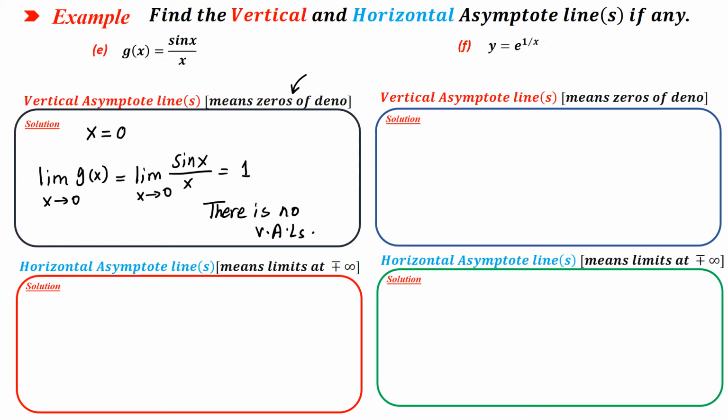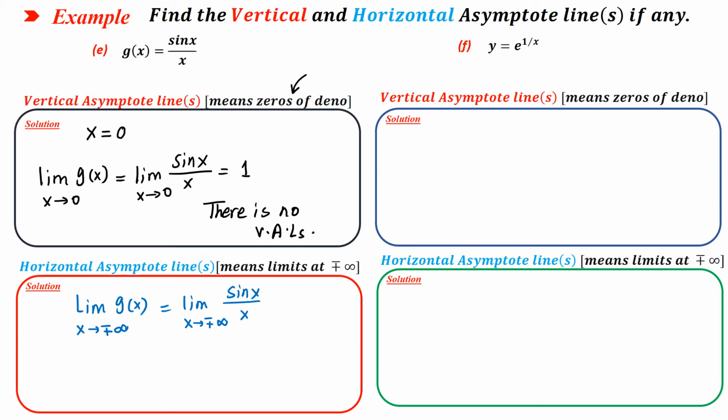Now in the second part, which is to find the horizontal asymptote line, you have to take the limit at infinity and negative infinity. So you have to find the limit of g of x when x goes to positive and negative infinity. Now here, this means that we have the limit of sine of x divided by x when x goes to positive and negative infinity. Now pay attention here.